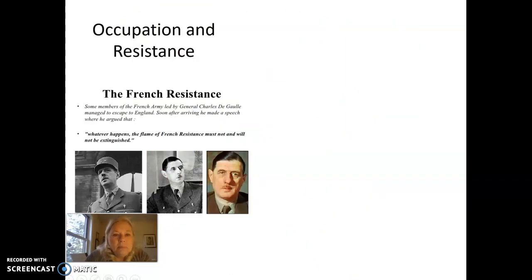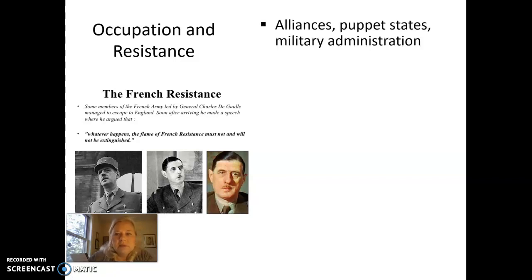Okay, occupation and resistance. One of the things that we need to realize is that there were a lot of alliances, there were puppet states, there was military administration in a lot of places that were occupied, such as France. And there were many people working underground.